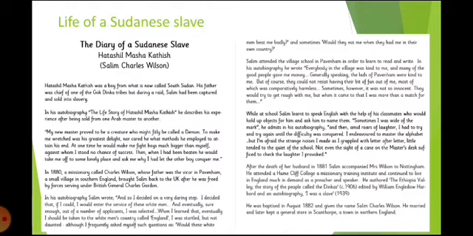Life of a Sudanese slave. The diary of a Sudanese slave, Hatashil Masha Kadish, who later on changed his name to Salim Charles Wilson. Now, Hatashil Masha Katish was a boy from what is now called South Sudan. His father was chief of one of the Gok Dinka tribes, but during a raid, Salim had been captured and sold into slavery. In his autobiography, The Life Story of Hatashil Masha Katish, he describes his experience after being sold from one Arab master to another.